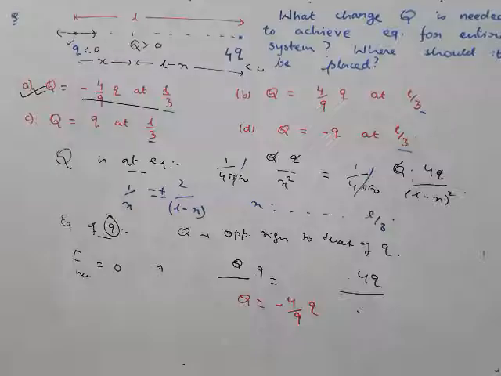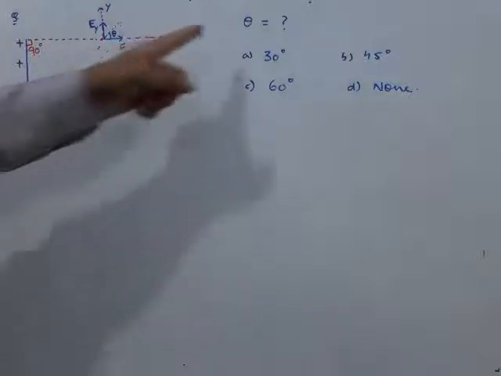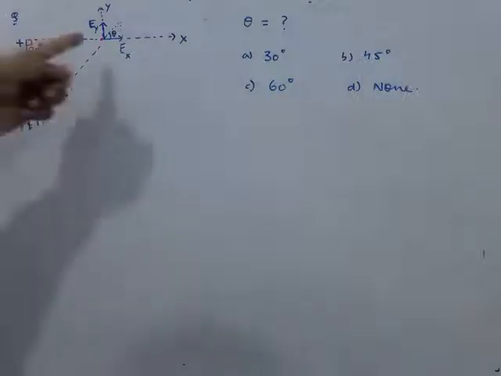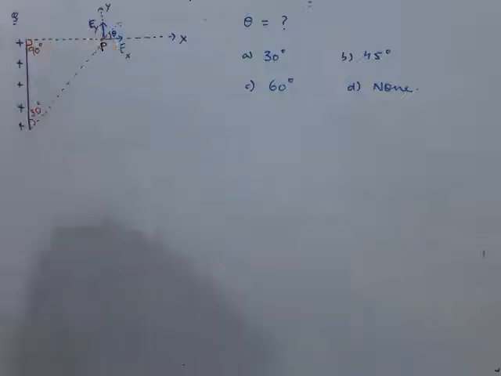Okay, let's see next question. Okay, here we have next question. The question goes like this: you have to find the direction theta of net electric field E vector at point P. This point is P, due to uniformly charged finite rod. This is uniformly charged rod, finite rod. These two angles are given at this point P. We have to find the direction of net electric field.